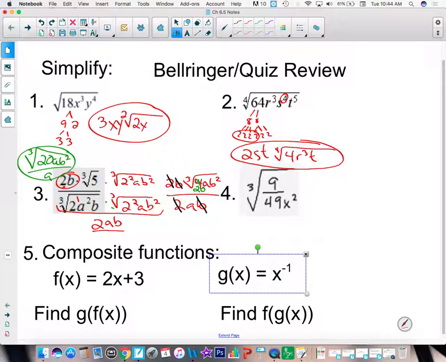All right, next one, number 4, you're gonna have to rationalize again here. So 49 is 7 and 7, right? So you need another 7 down there.